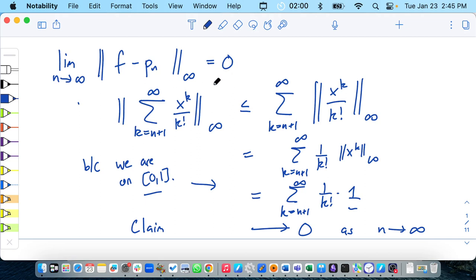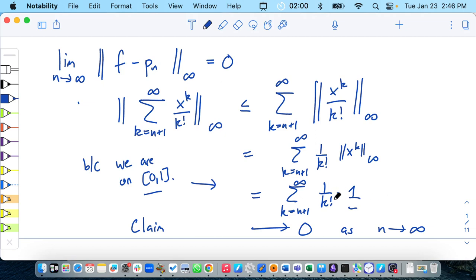Why does this go to 0 as n goes to infinity? Well, as n goes to infinity, if we look back at the original BAs, at 1 you're going to get the sum of all the reciprocals of the factorials. And because f has to be e to the x, the sum of the reciprocals of the factorials has to be e. So that sum is basically e minus a value that's basically 0. So yeah, that's right.